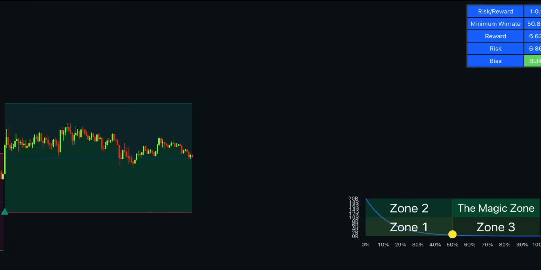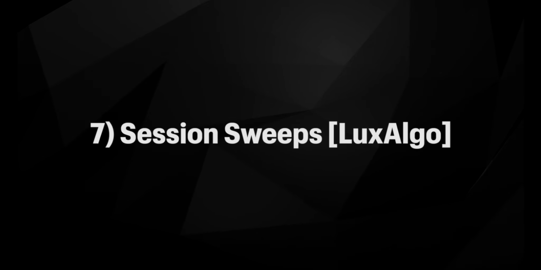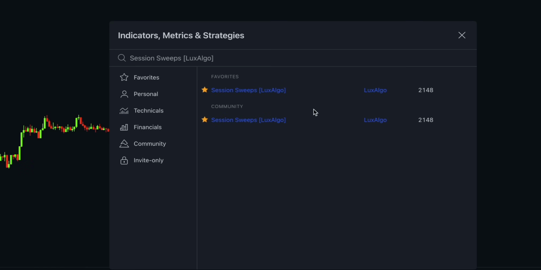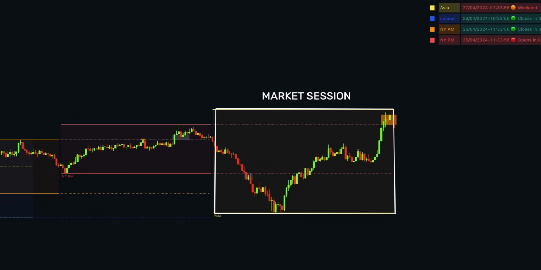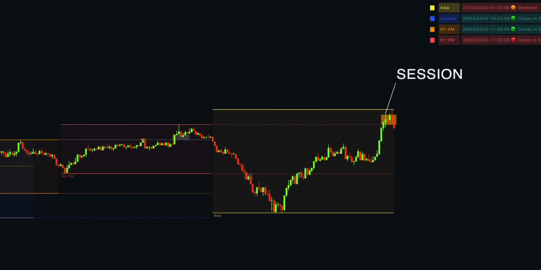Try it out. 7th in my ranking is a super effective indicator called Session Sweeps by Algo. This is an absolute must-have in your arsenal. The Session Sweeps indicator is a new tool that combines ICT-based features for a complete trading methodology involving market sessions, market structure, and fair value gaps to find optimal entry conditions for trading price action.